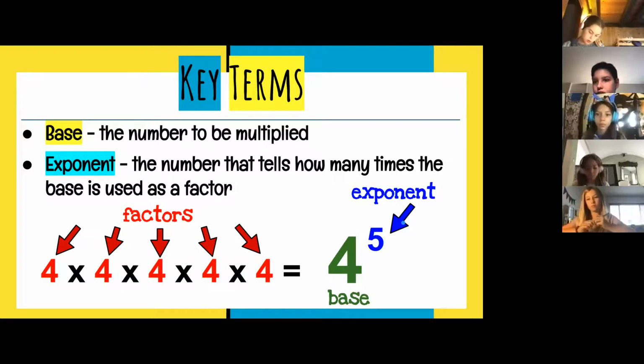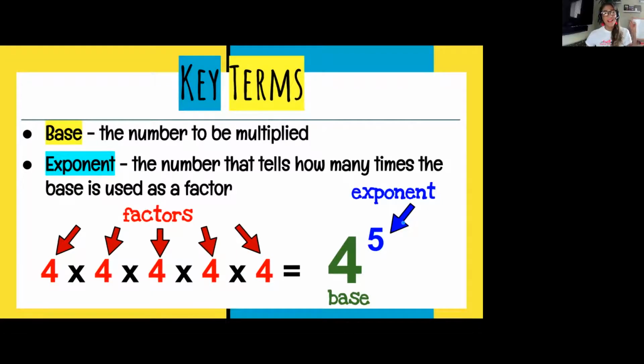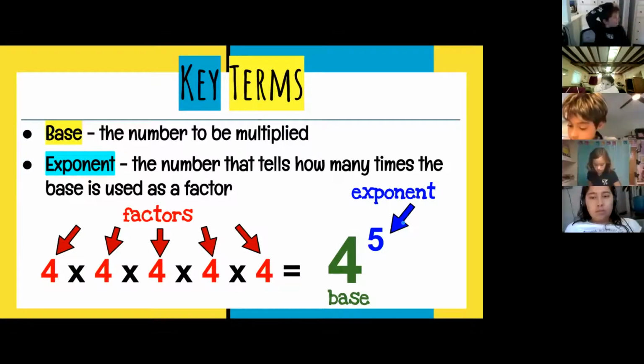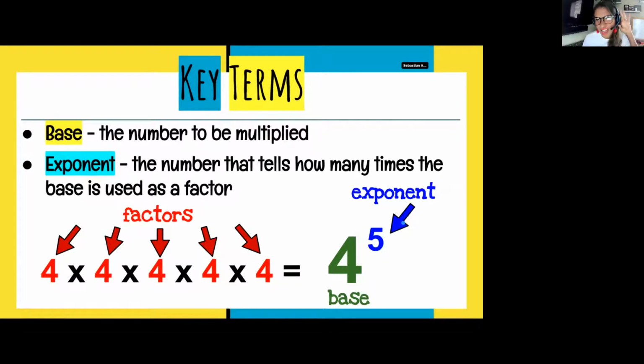That's the base. Yes? And the exponent, that itty bitty baby 5, is the number that tells how many times the base is used as a factor. And it's very, what's that word I told you again? It's very powerful. Can you shout that out? Oh, it's very powerful. You're right. Hey, don't screw with the power. Never underestimate my power. Guys, it is very powerful. Yes? Are you with me on that?